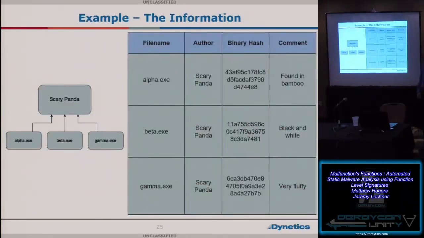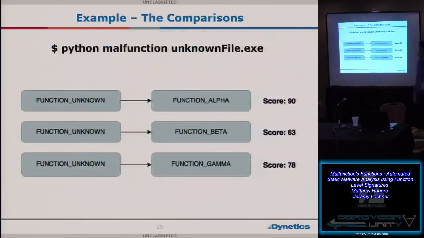So here we have one quick example. We have three executables called alpha.exe, beta.exe, and gamma.exe, and each of those has one function also called alpha, beta, and gamma respectively. They're all written by the same person named Scary Panda. Here are their file names, authors, binary hashes, and some random comments that we came up with. And then we also have one more file called unknownfile.exe, and it also has one function. So we want to analyze the unknown file.